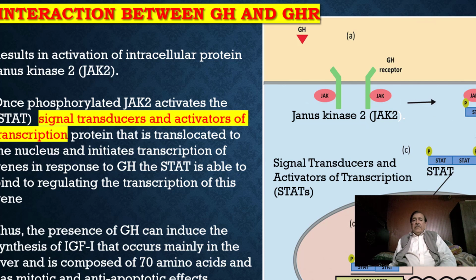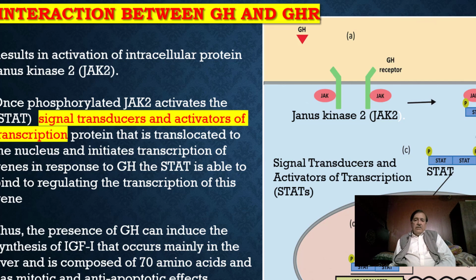When the growth hormone binds to it, it is activated by phosphorylation and other hormone which is present in the cytoplasm. When this JAK receptor is activated, it activates the STAT protein in the cytoplasm. This activated signal transducer and activator of transcription, STAT protein, then enters into the nucleus, binds to the DNA and causes transcription and produces IGF-1. IGF-1 is insulin-like growth factor 1.